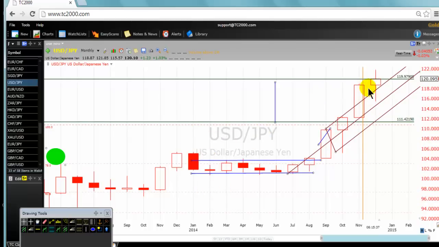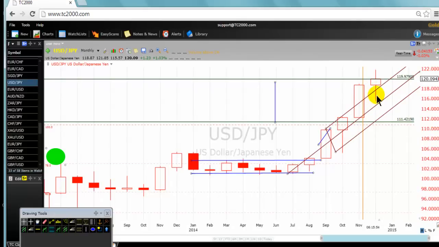But we see a doji here. It's not an inverted doji, this is a doji. Next year, we need to watch this one carefully.